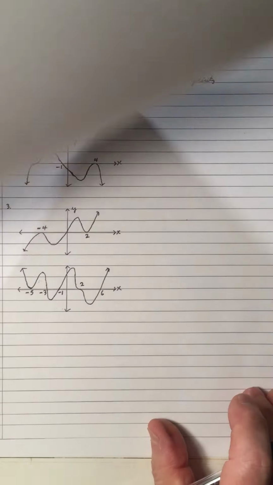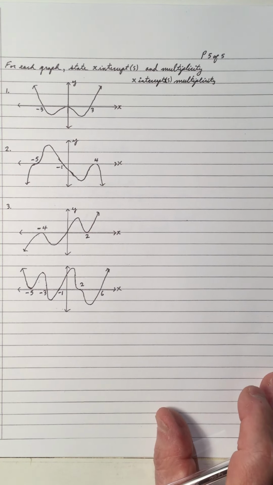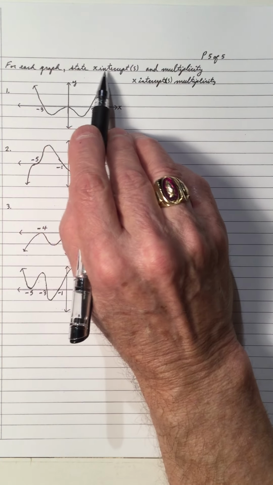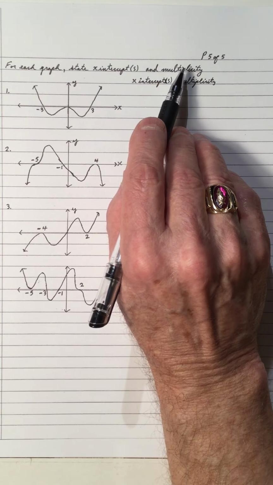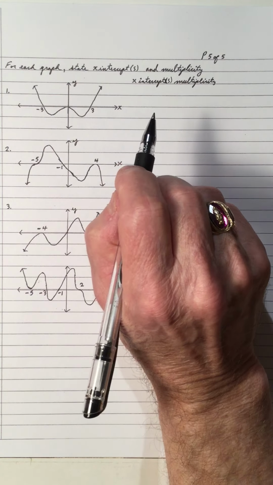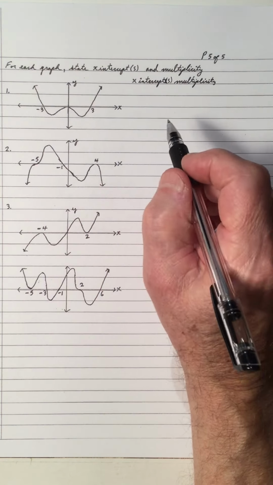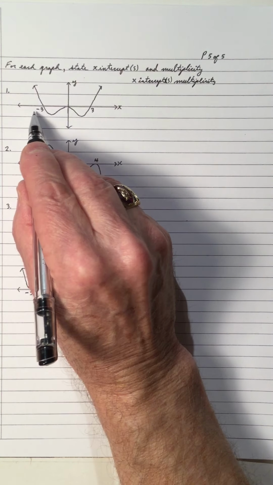So, just take your time and make sure you understand, because when you understand what I'm trying to say, then everything falls into place. Now for each graph, state the x-intercepts and the multiplicity. And again, note, if you have an x-intercept, you can have a degree of 1, a 2, a 3, or a 4, etc. So let's look at this graph.